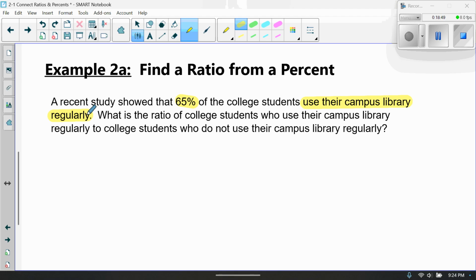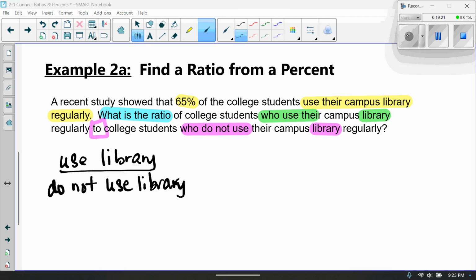Okay? Now, the ratio that we're looking for, it says, what is the ratio of college students who use their campus library, so I'm going to say who use their library, to the college students who do not use their library. Okay? That's what we're looking for. So this is the ratio we're looking for: the students who use the library to the students who do not use the library.